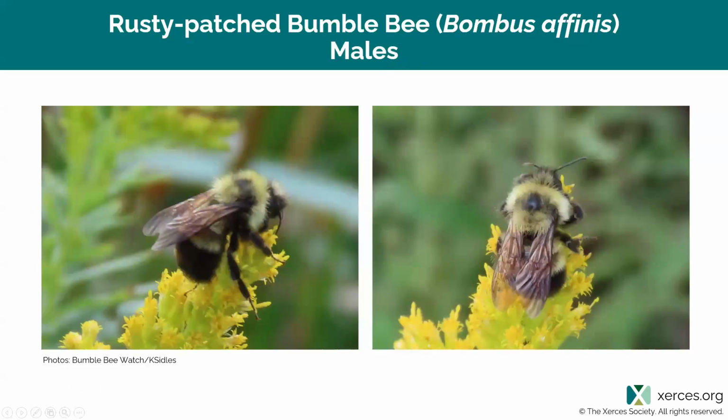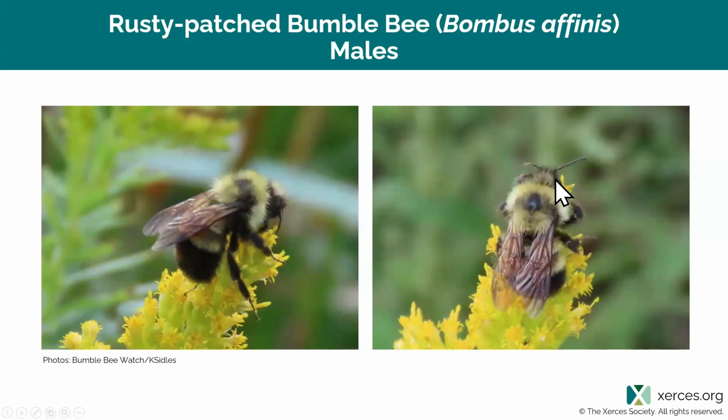All right. Here we have a few examples of rusty patch bumblebee males. As I mentioned previously, the color patterning is very, very similar between the workers and the males of this species. Rusty patch bumblebee males also have a pattern on their abdomen that features that rusty patch. So T1 will be yellow, T2 will be yellow with a rusty patch there in the middle.